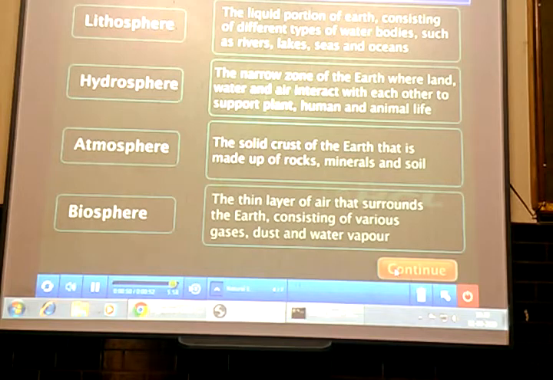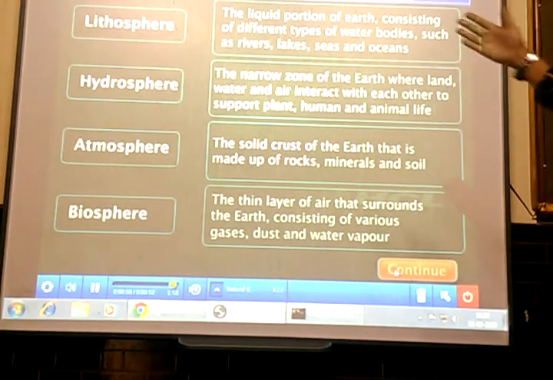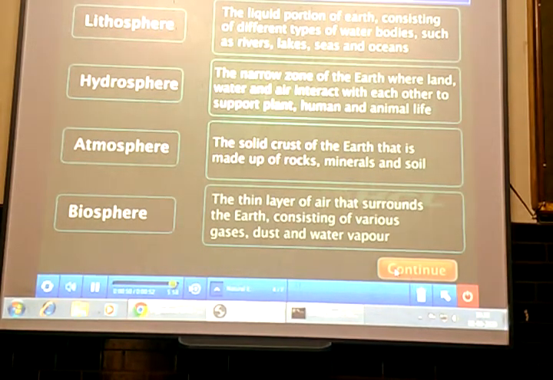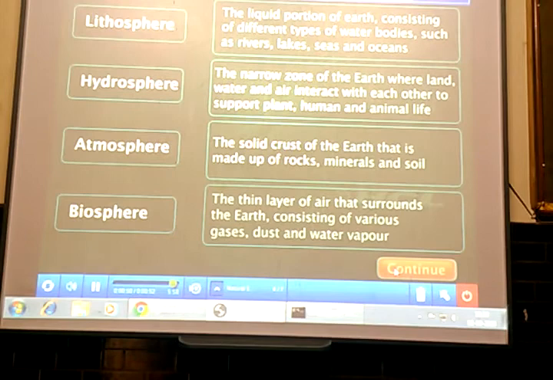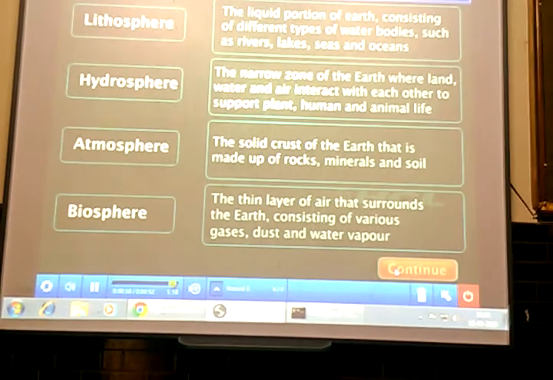Class, we have already studied all these different components of your environment. हमें पता है lithosphere क्या होता है, which is related to the land, और hydrosphere क्या होता है, which is related to water. Atmosphere is related to air, and biosphere is related to all the animals and plants. ठीक है.